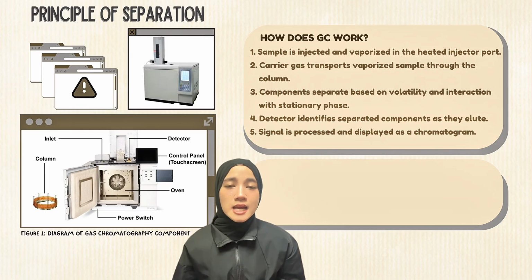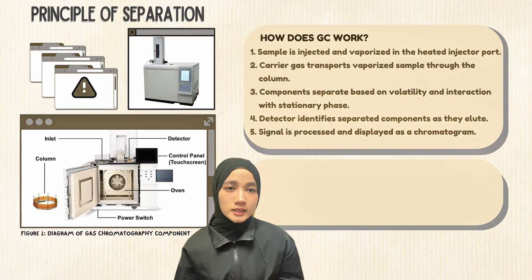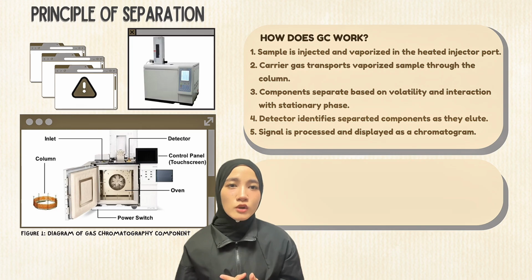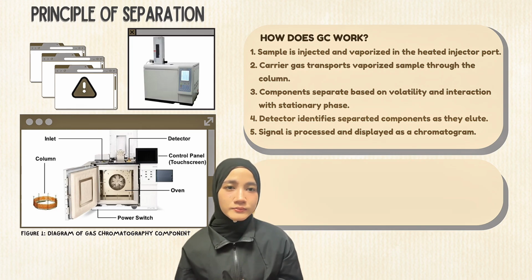Step 2. Once vaporized, the carrier gas, our mobile phase, transports the vaporized sample through the chromatographic column. Step 3. As the sample moves through the column, the components begin to separate. The separation is based on two factors: volatility, which is related to boiling point, and the interaction strength between each component and the stationary phase.